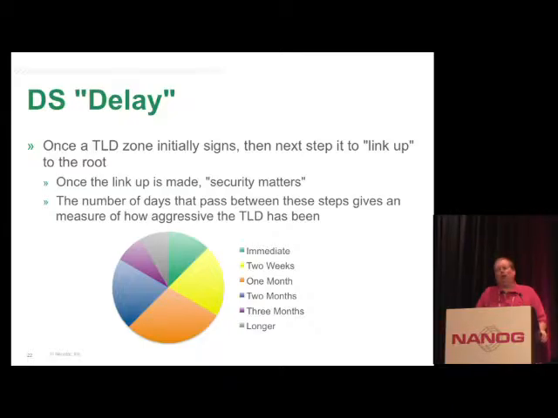The next yellow is 2 weeks, and then orange is 3 weeks. But usually by 3 weeks is when I've seen most TLDs have decided to go ahead and finish the DS part of it. There have been some that take a little bit longer. The gray slice is someone that took so long that I thought they were never going to do it. And then one day they surprised me.